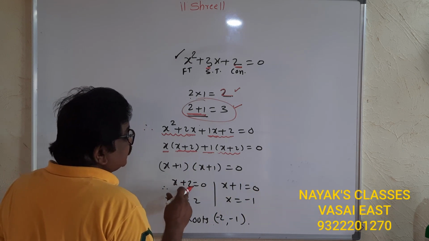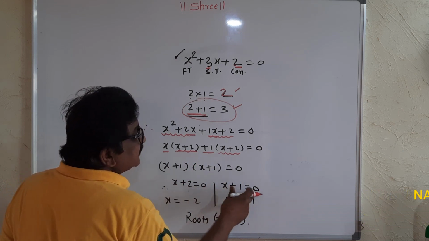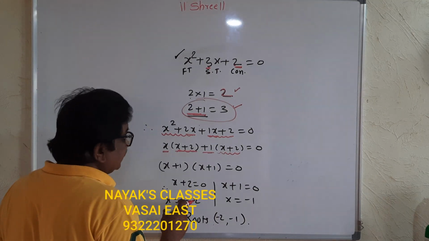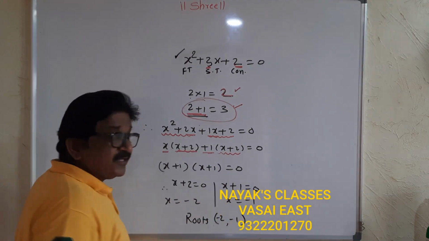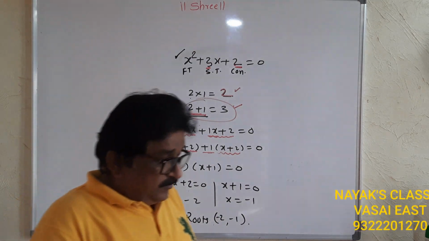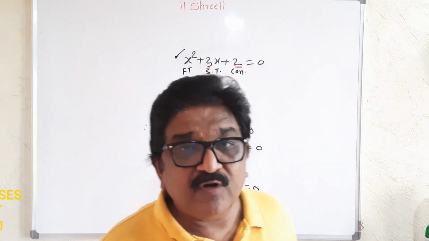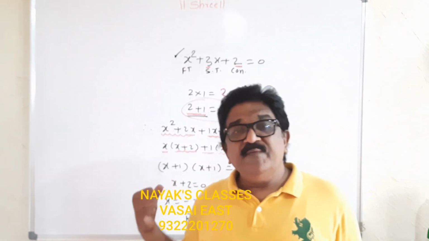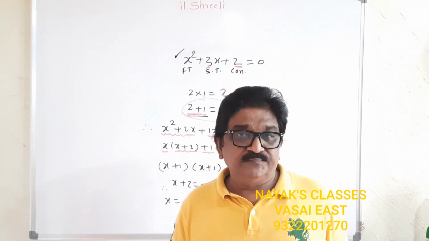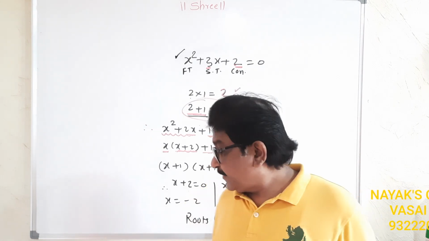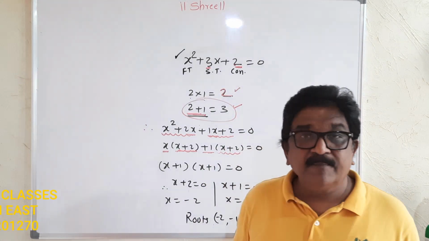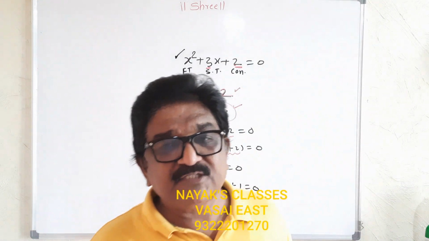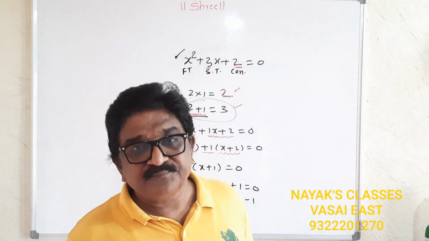When x plus 2 is equal to 0 and x plus 1 is equal to 0, by transferring the numbers, we get x is equal to minus 2 and x is equal to minus 1. In linear equations, we were calling them the solution set. Here, we will call them the roots of the given equation. Roots are minus 2 and minus 1. So this method is called the factorization method.